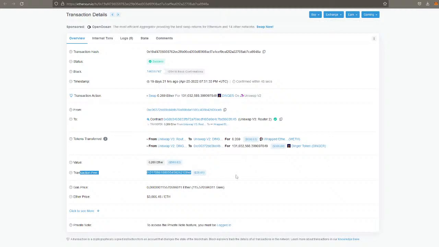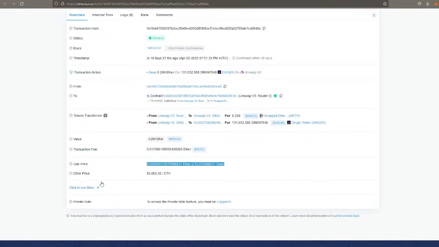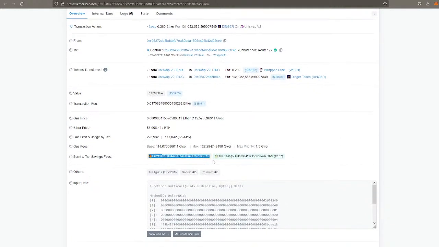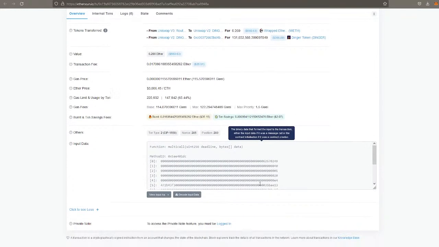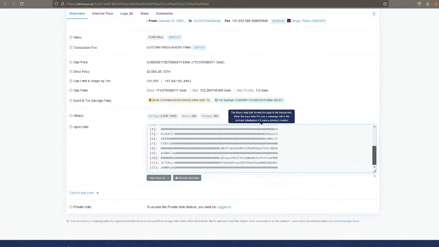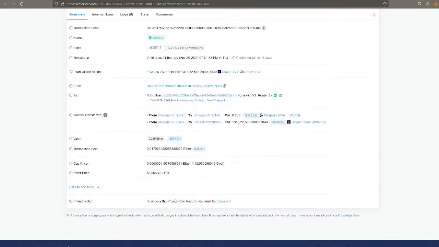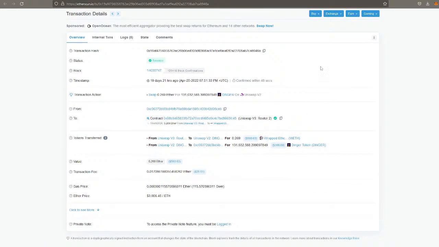There was a fee associated with that transaction. The gas price was here for that day. You can even go further and see how much gas was burnt from this transaction after the new EIP went in. I think it's 1559. What your transaction savings were. You can see all of the input data here as well. Really, really cool stuff. If you added a note, you could see the private note. You have to log in or connect your wallet. But yeah, that's just general information of what's included in a Uniswap swap. And you can see exactly what's going on in there.